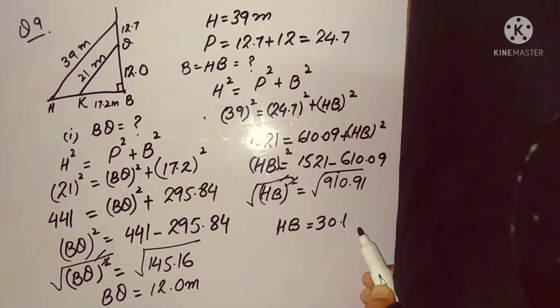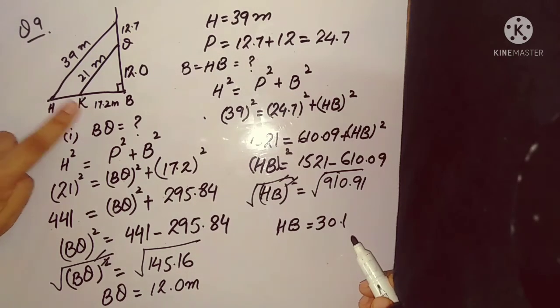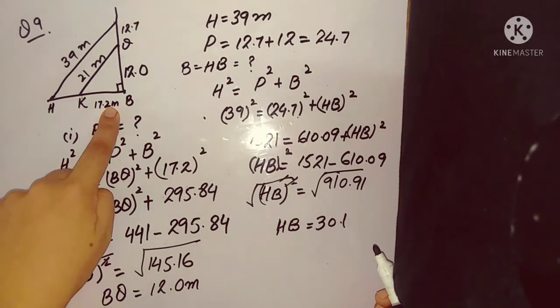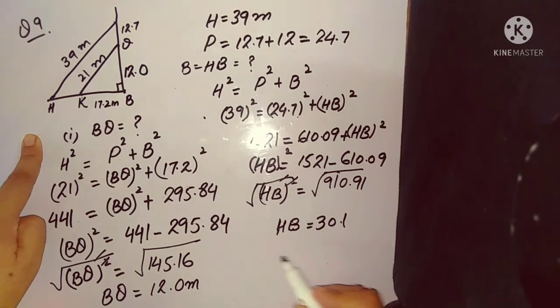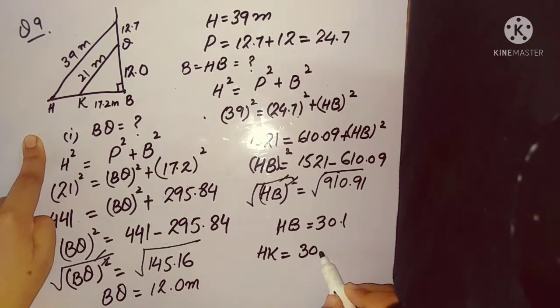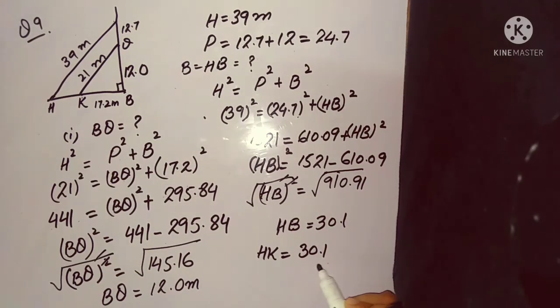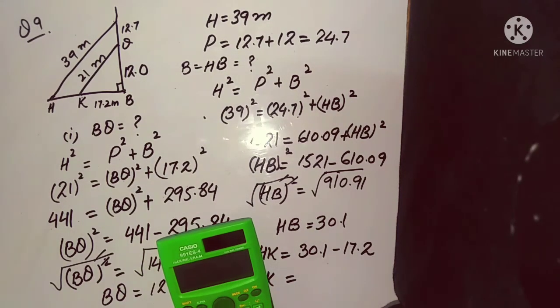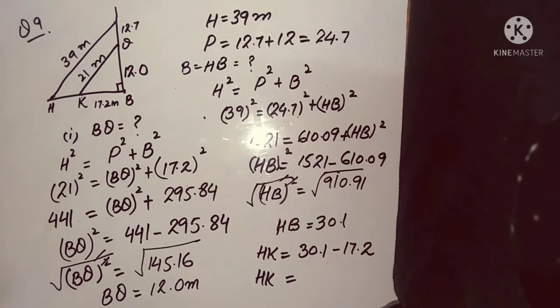As you can see, we have to find the value of HK. This whole length is 30.1. So to find HK, you subtract 17.2 from this whole length. HK is equal to 30.1 minus 17.2. When you subtract, you will get 12.9 meter, which is your answer.